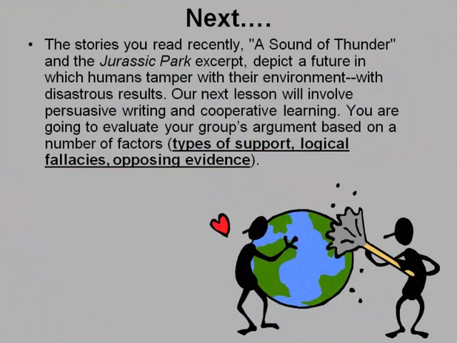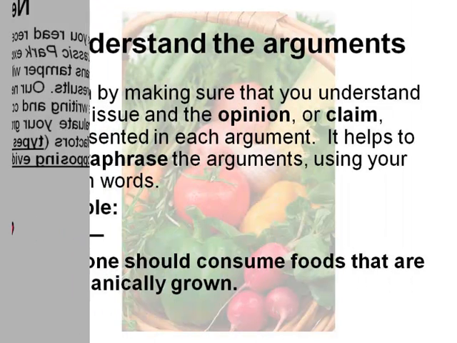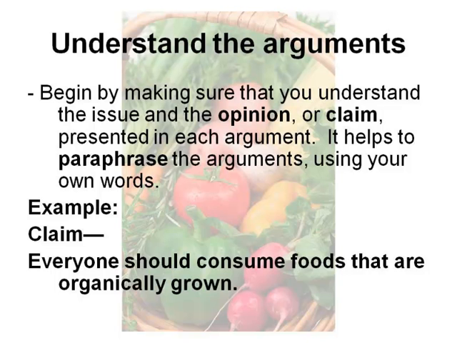The stories you read recently, A Sound of Thunder and the Jurassic Park excerpt, depict a future in which humans tamper with their environment, with disastrous results. Our next lesson will involve persuasive writing and cooperative learning. You are going to evaluate your group's argument based on a number of factors: types of support, logical fallacies, and opposing evidence. Our first step in evaluating arguments is to make sure we understand what the opinion or claim is.